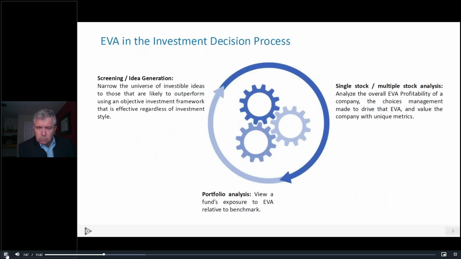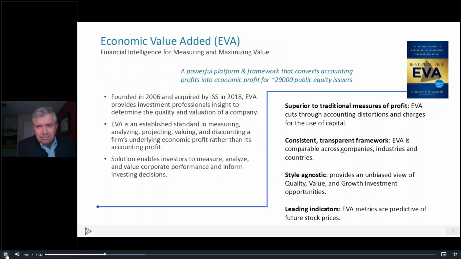Now, not on commission for book sales, but there's also some good bedtime reading with that book you see in the top hand corner called EVA Best Practice. That is actually a very insightful book, which is, I'm sure, available through all good bookstores. And then the last thing on this slide is the extensive coverage we have. We have over 29,000 firms covered, so 29,000 public equities covered. So all regions, all geographies, all market caps. Page forward, please.